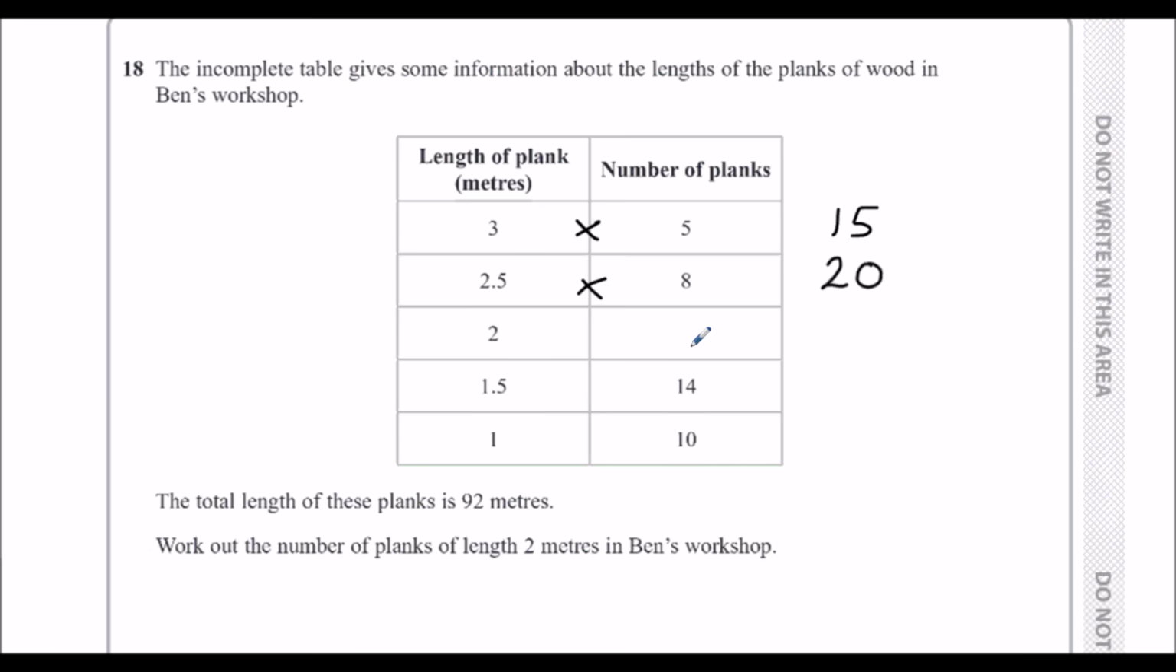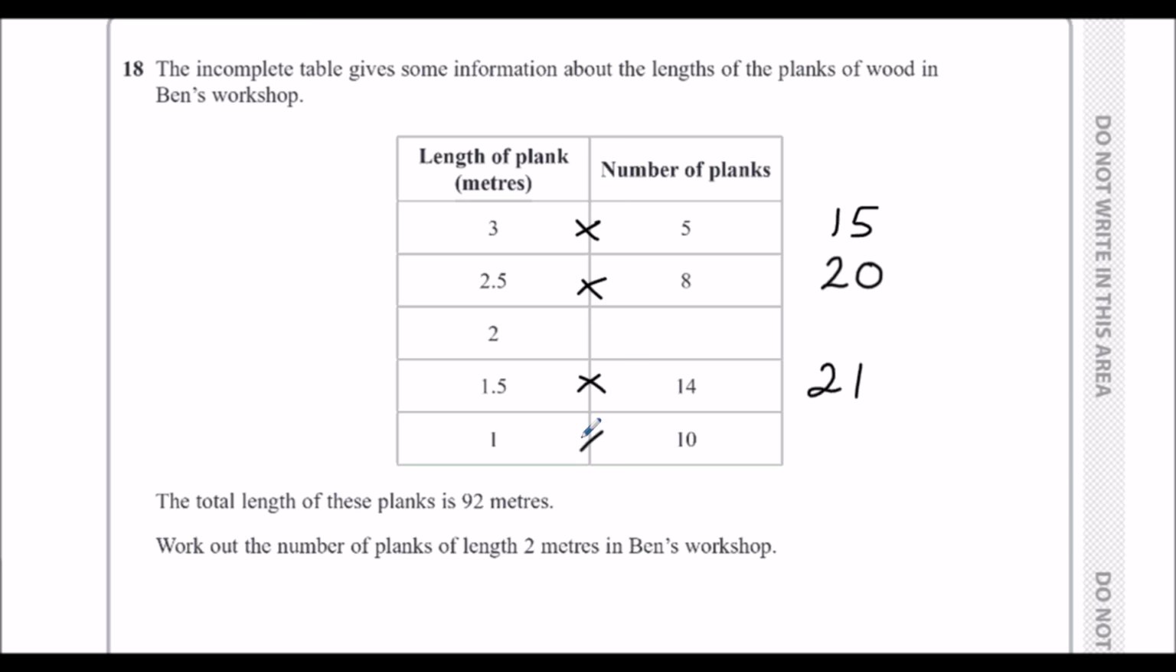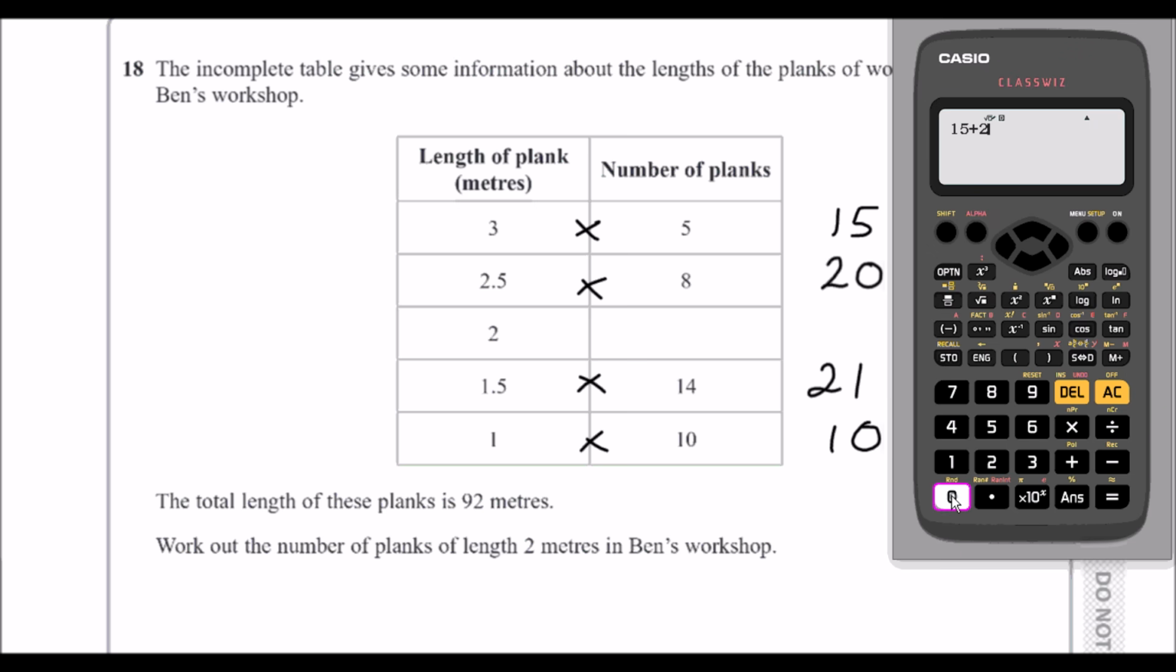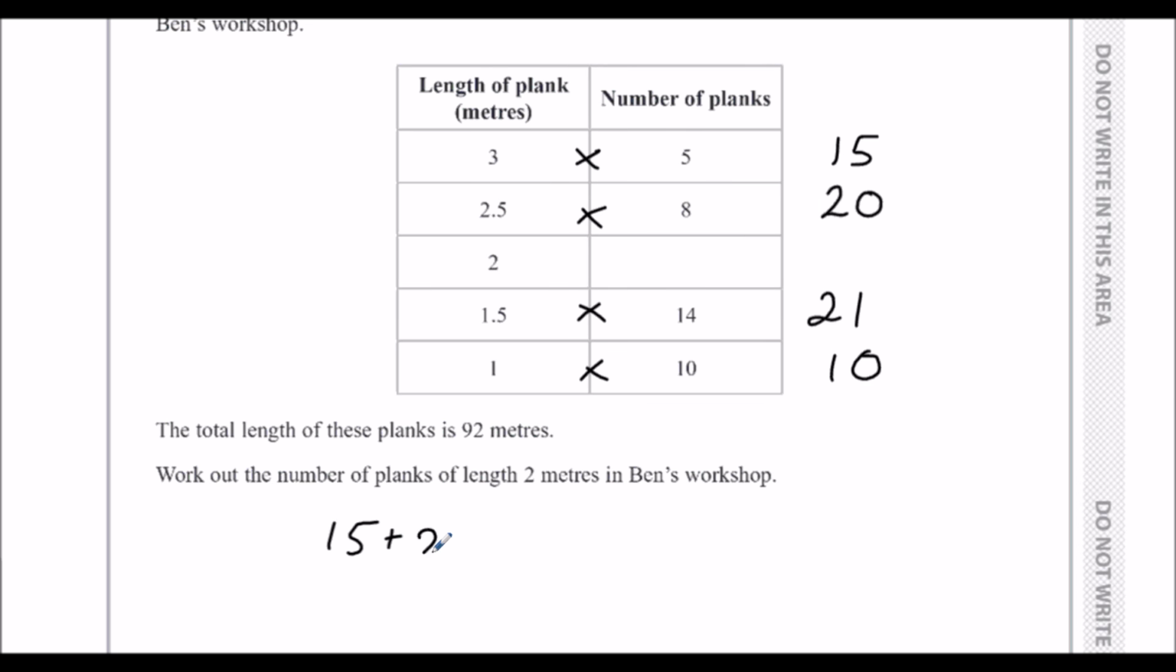Then we don't know how many 2 meter planks, so we'll leave that one. We've got 14 1.5 meters, so 14 times 1.5. Using the calculator, it should be 21. And 1 10 meter plank, which is 10 meters. So we can add up these ones. 15, 20, 21 and 10. Add them all together, and that is 66 meters.